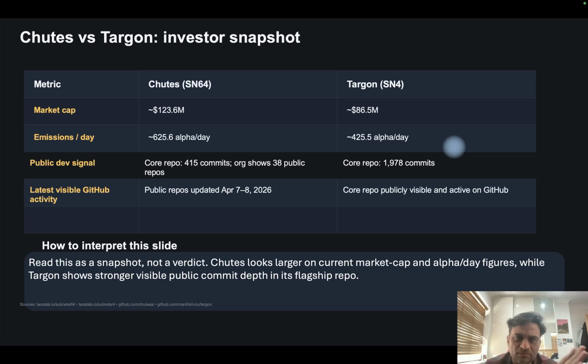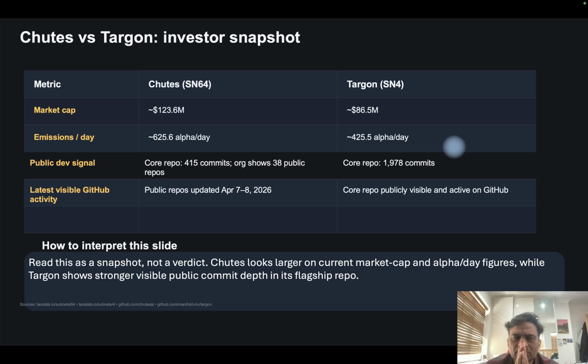Again, I'm just coming from referring from Tao Stores and some of the websites. You have to do your own research, but from a market cap perspective, we're talking Shoots around 123 million, Targon 86. This is the emission rate, 620 alpha per day and 420, and they both are quite old subnets, very active. There are good commits, meaning the development team is quite active there.